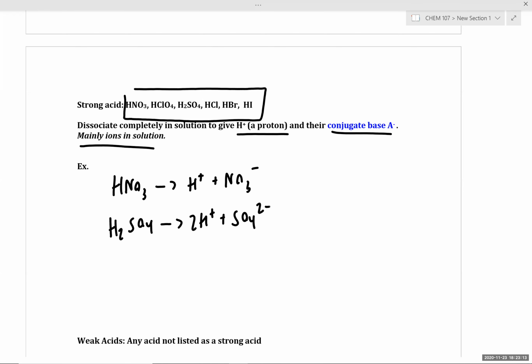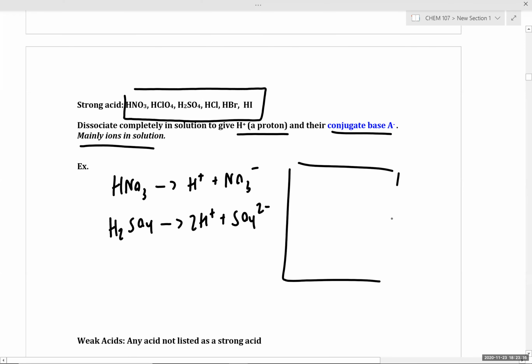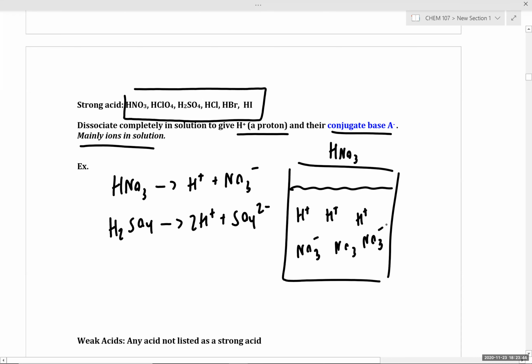Okay, so if we look at nitric acid from a molecular perspective, if nitric acid is a strong acid, will we see mainly ions or molecules? What should I draw? Mainly ions? Yep, perfect. Exactly right. So we should draw primarily H plus and NO3 minus. Strong acids completely dissociate. Does this make sense to everyone?